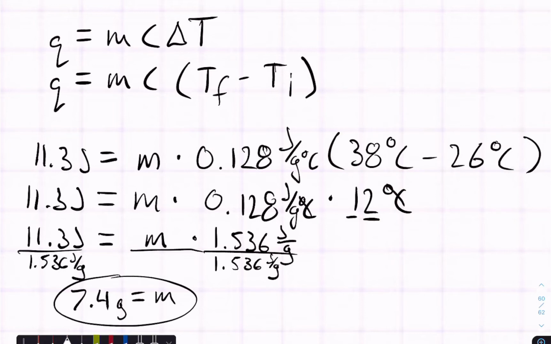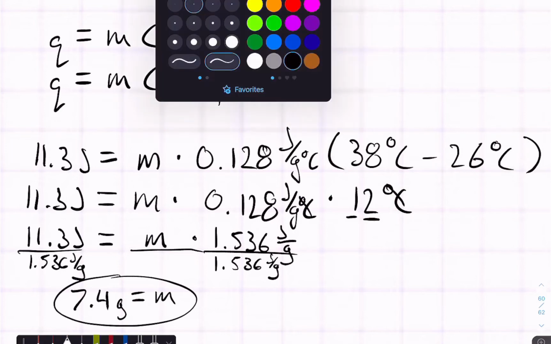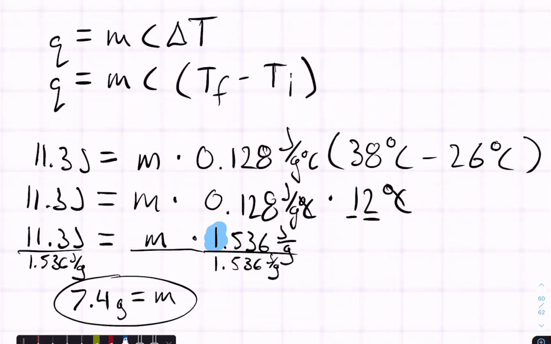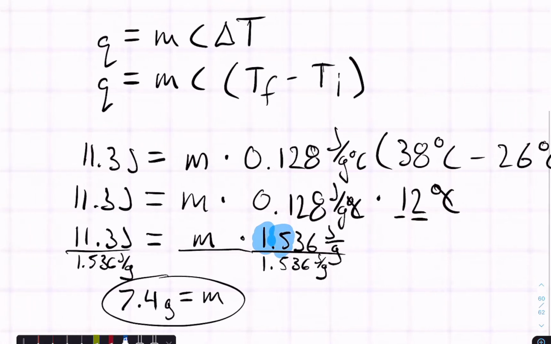Still 2. Yeah, because 12 only has 2 sig figs. So that means that, can I use a different? Oh, here, I'll highlight them. So that means this only has 2 sig figs. So when we divide both sides by that number, which only has 2 sig figs, our final result will only have 2 sig figs.